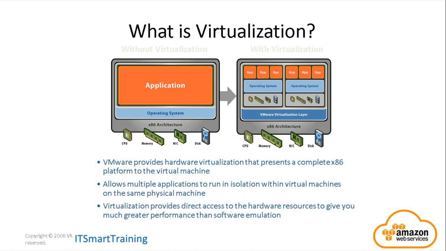Next, virtualization provides direct access to hardware resources to give you much greater performance than software emulation. So virtualization actually provides great performance compared to software virtualization. There are some criteria, so I will discuss why we need virtualization and what virtualization exactly does in my later slides.